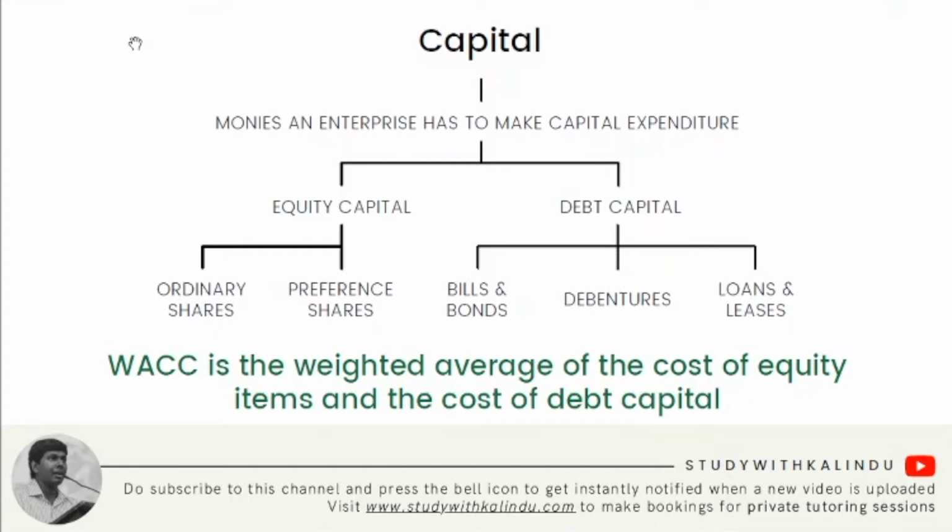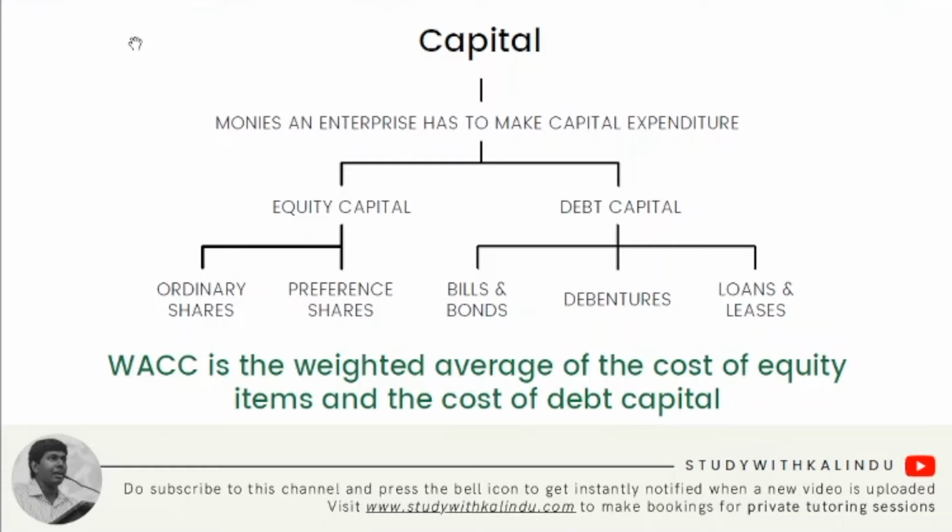Now WACC is the weighted average of the cost of equity items and the cost of debt items. See, this is how you construct WACC. Now you know what the capital items are. If you can quantify the cost components of those capital items and take a weighted average, well then you will be obtaining the cost of capital of your company or the cost of capital for your project.